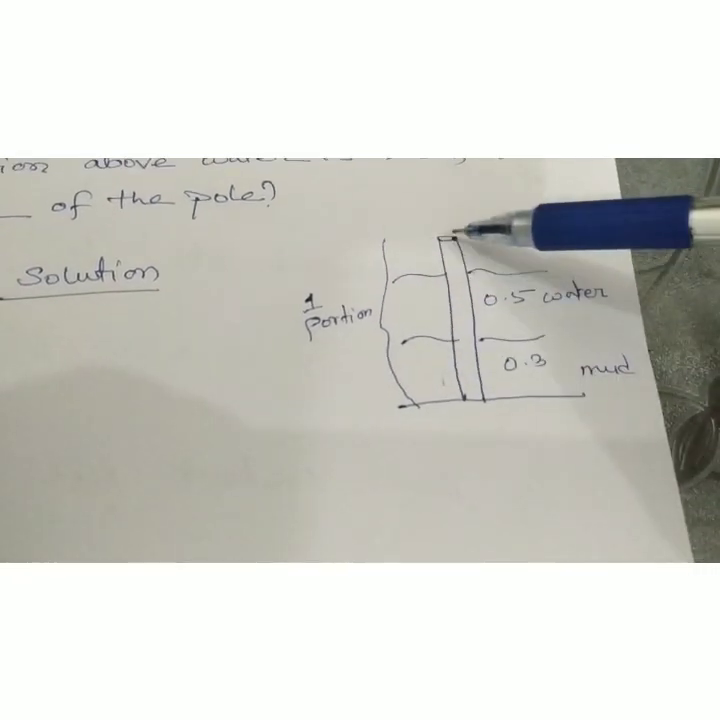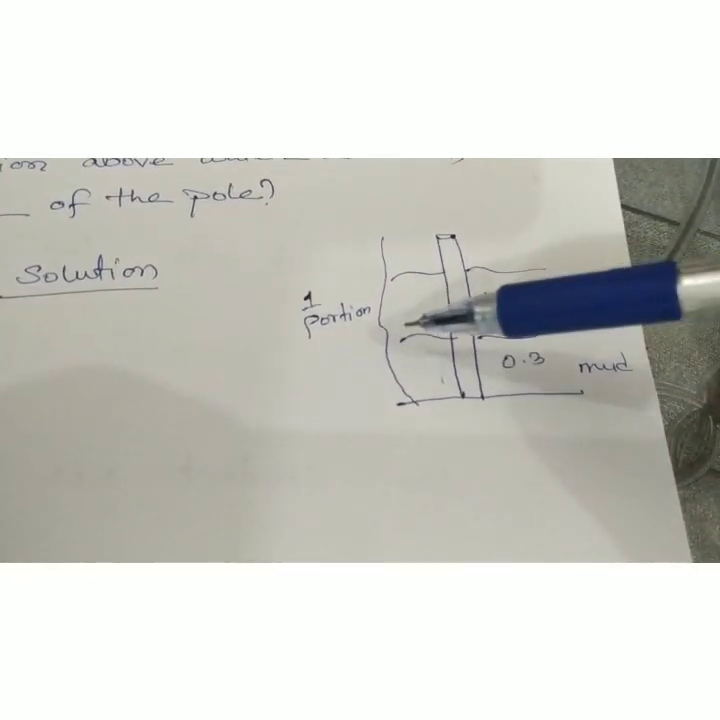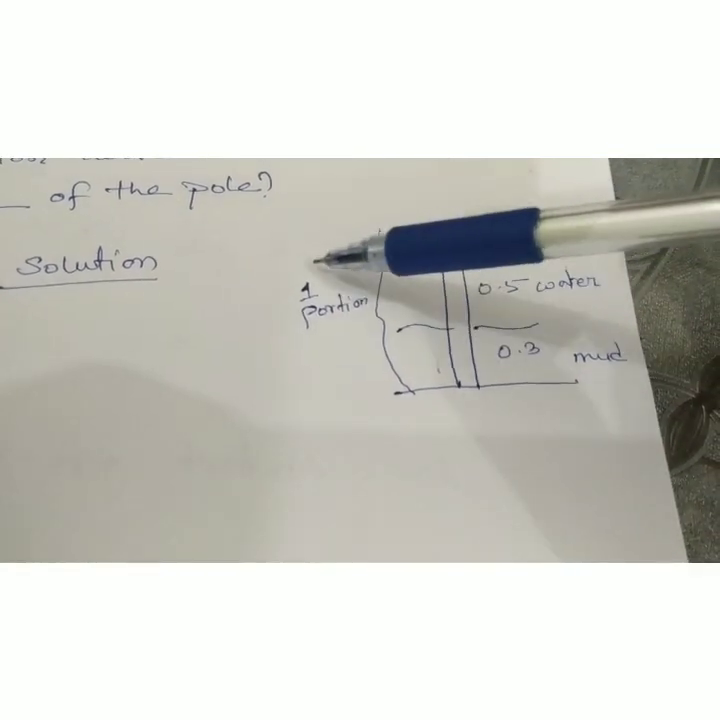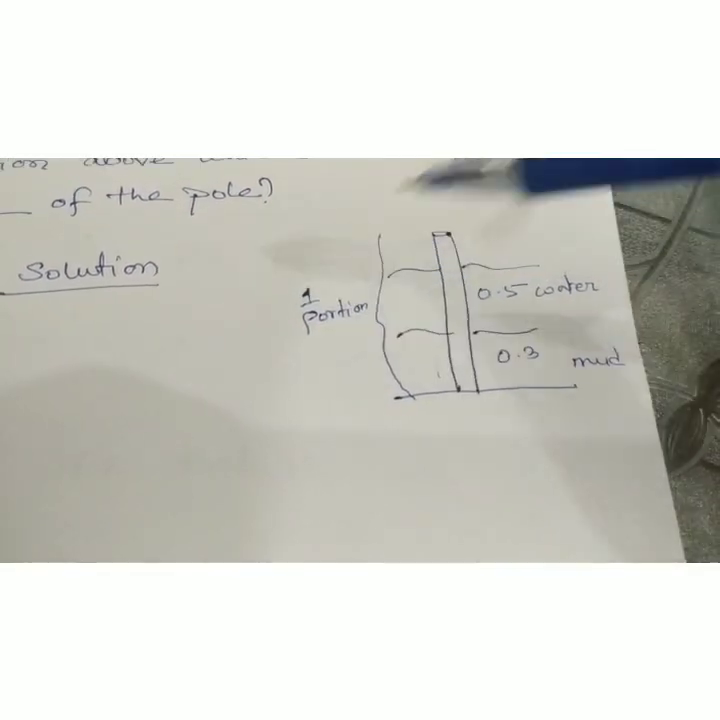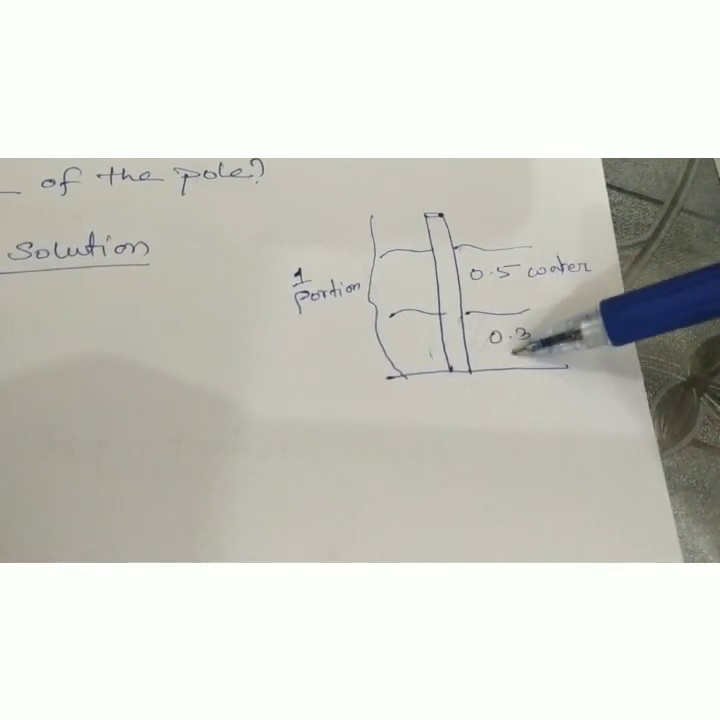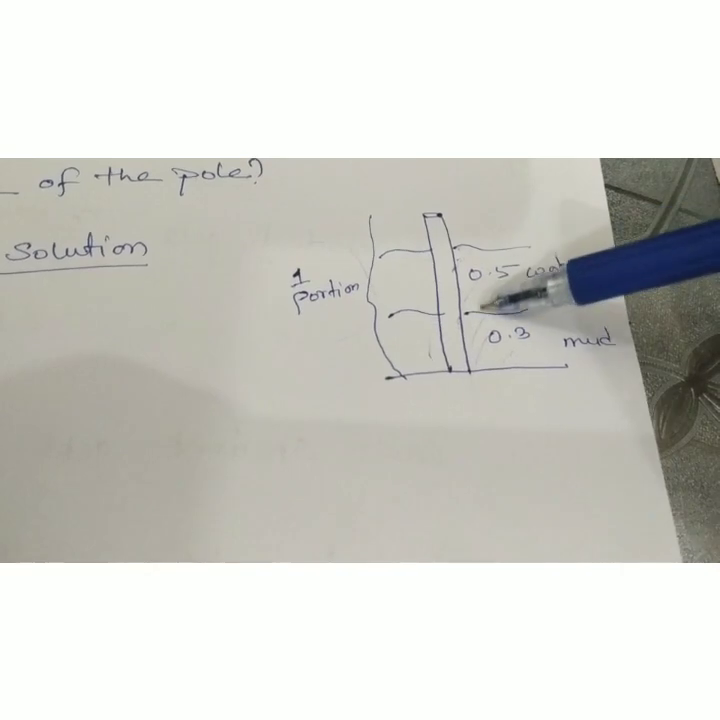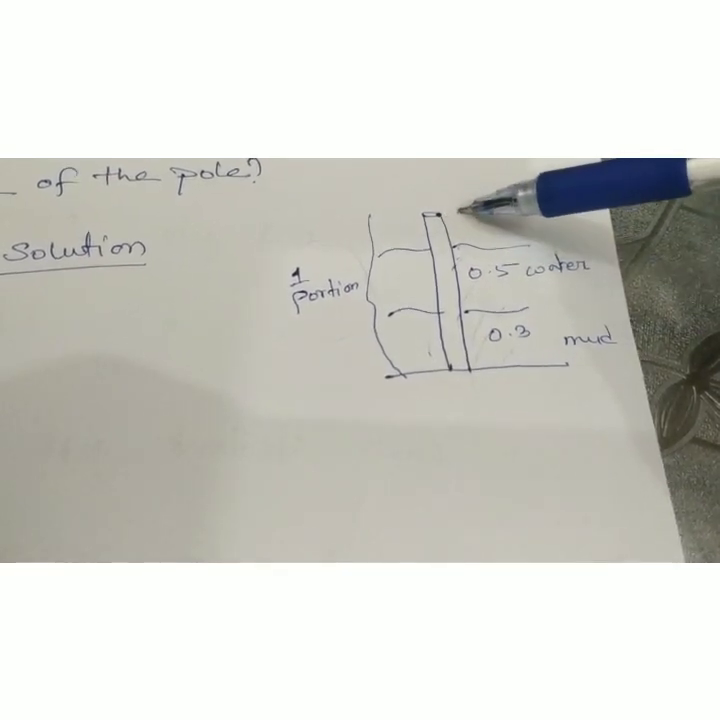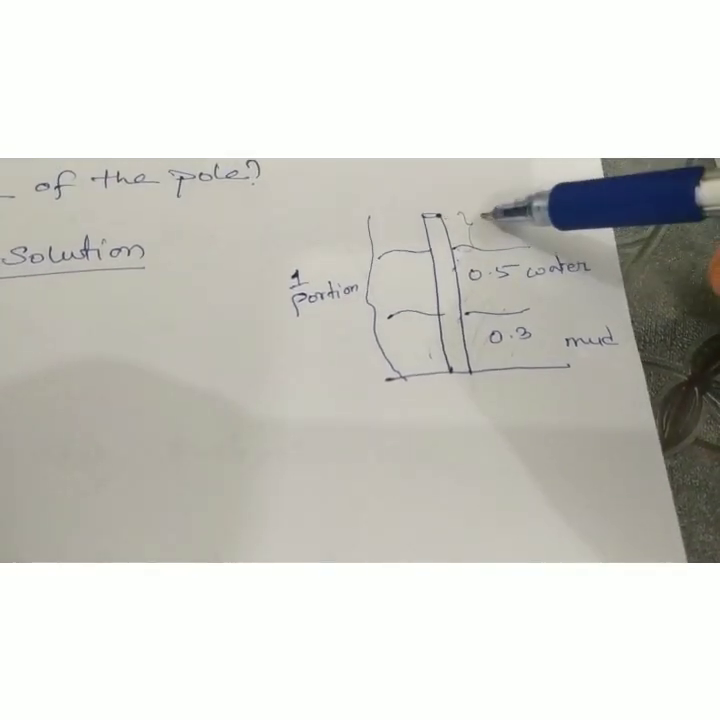Let's say this is a pole. We know that the whole pole is one portion, out of which 0.3 portion, this portion is in mud, this portion is in water, and this portion over here is above water.